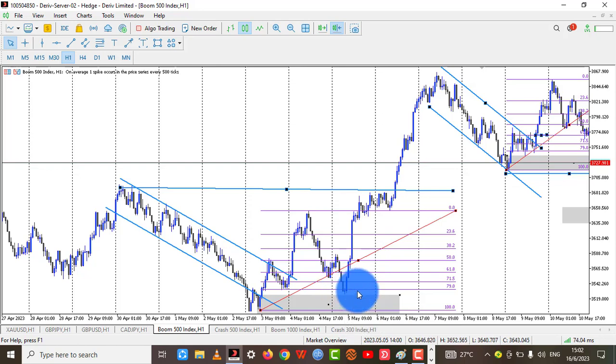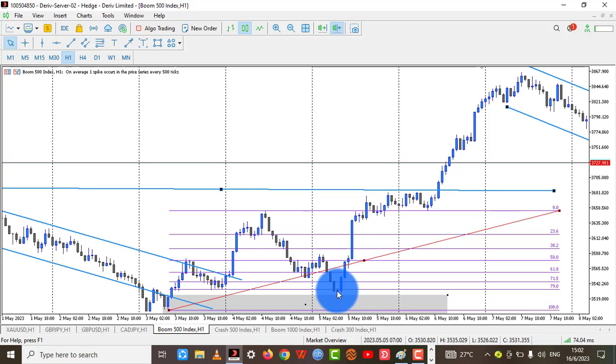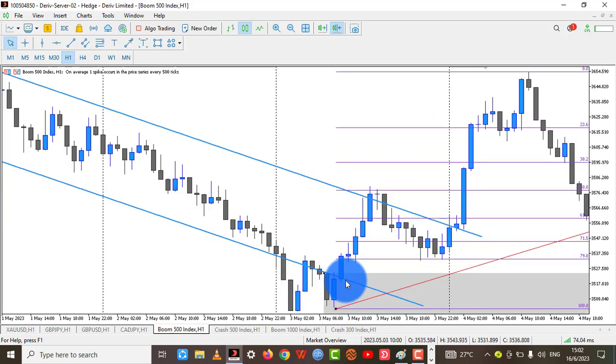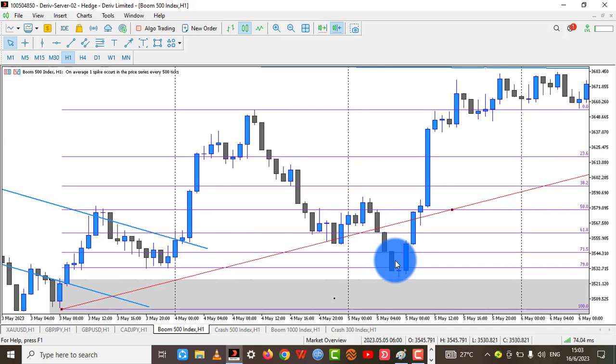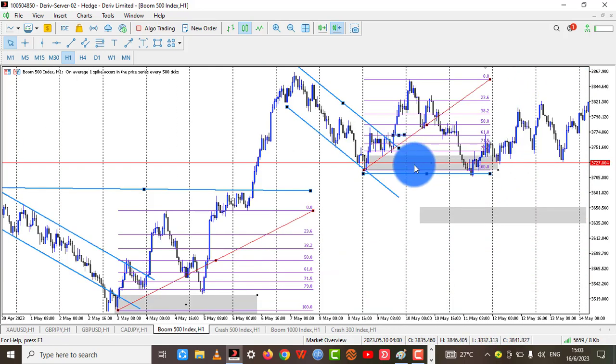Price reaches your 79% level and it forms an engulfing candlestick pattern, shoots up. And if you had missed this entry, you would have waited for price to fill in some of the imbalance and shoot up. Fills in the imbalance, shoots up. Happens over and over again. Easy.